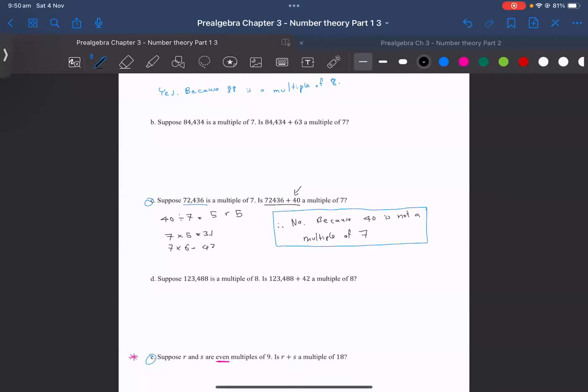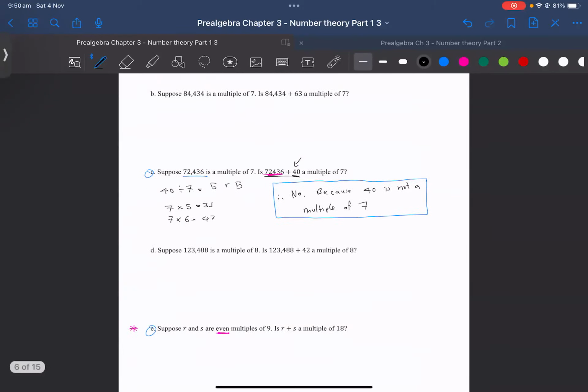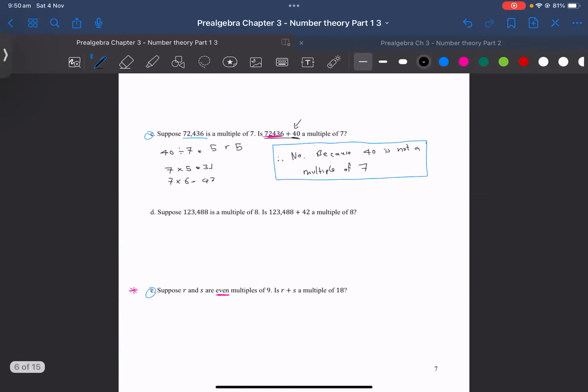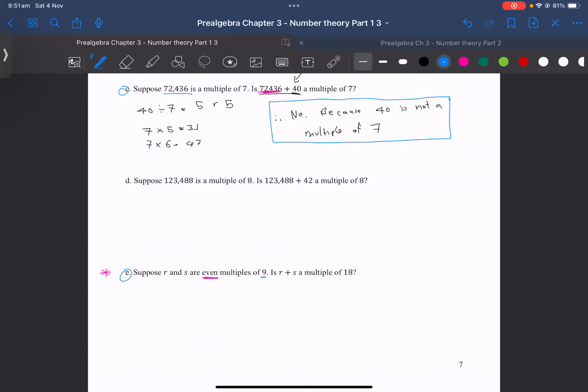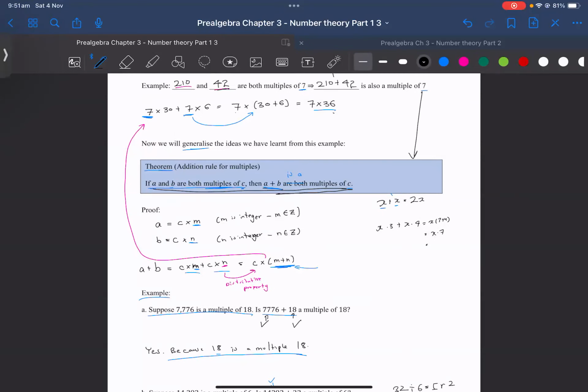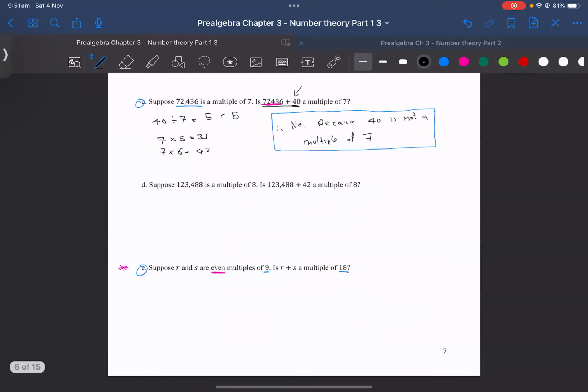So we only need to check the second one because we already know the first one's good. The first one's already a multiple of 7. Okay, now we'll go to E. Here is where it's tricky. Because the tricky part is that it's a multiple of 9, but we check if it's a multiple of 18. So from the theorem we learned on the last page, we don't know anything about 9, so we don't know anything about 18.